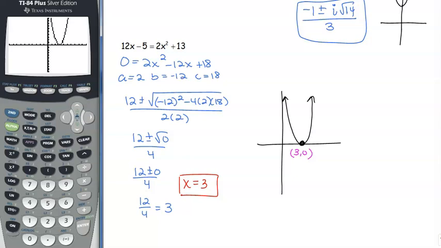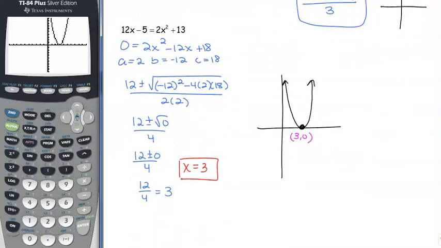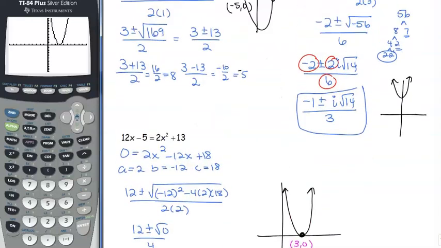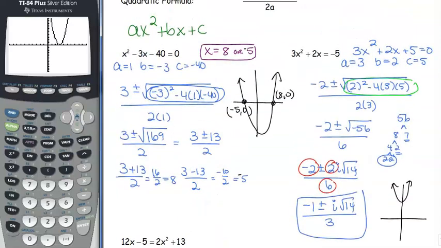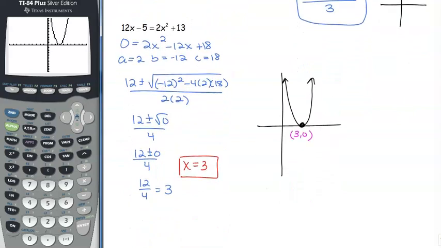So we have 3 different cases here. We had a graph that had 2 x-intercepts, a graph that had none, and a graph that had 1. And we noticed that in our first one, we had 2 x-intercepts, 2 solutions. No x-intercept, we had no real solutions. We have 2 imaginary solutions, but no real. And last, we have 1 solution and 1 x-intercept.